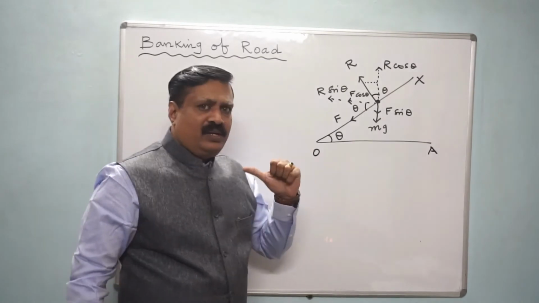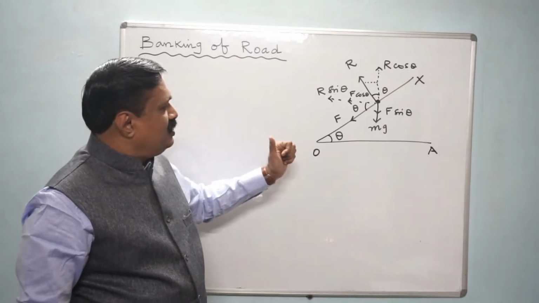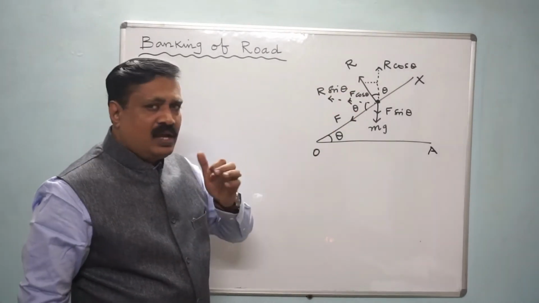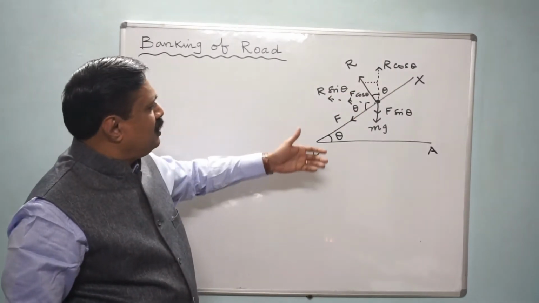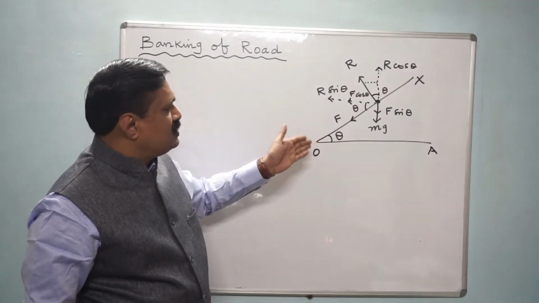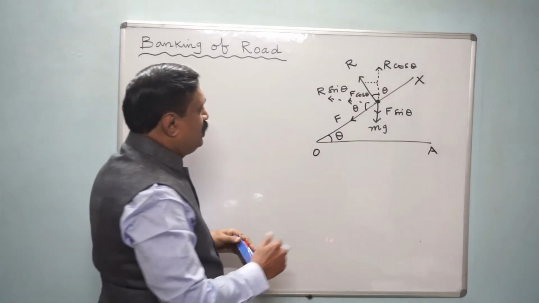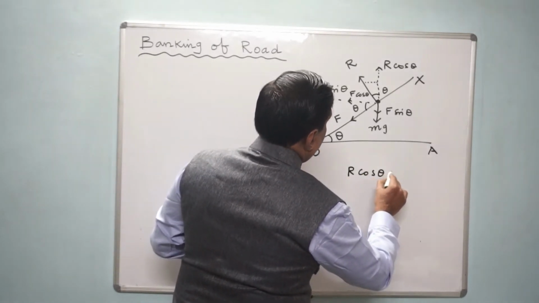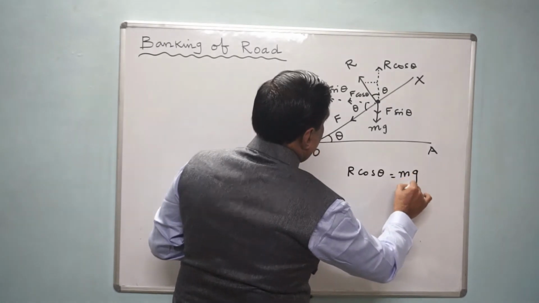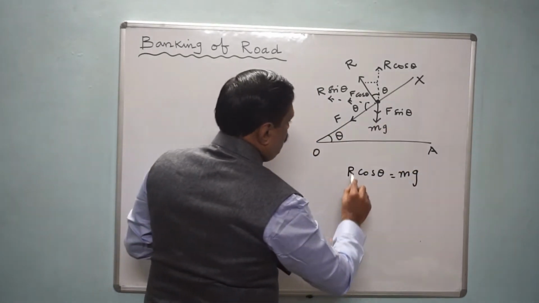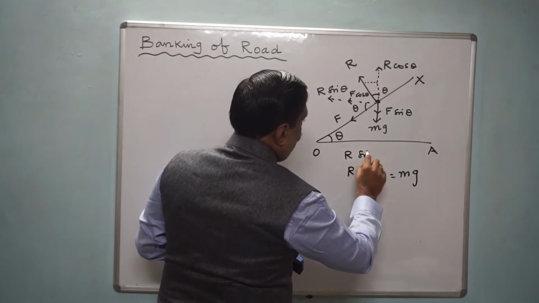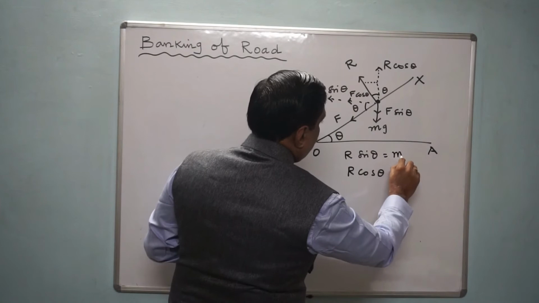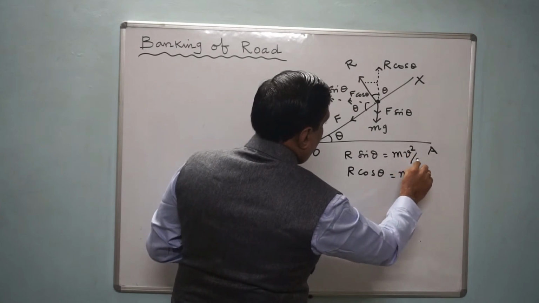Now we can write the equation. Before that you can simply write what the angle of banking is. For the angle of banking, without providing this F, you can simply write: R cos theta equal to mg, without friction. And R sin theta equal to, this provides centripetal force, therefore mv squared by r.